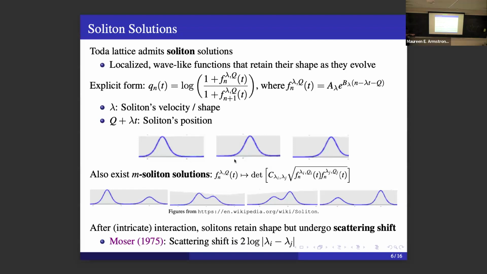And that shift is the scattering shift. The shift happens to be given by 2 log of (lambda_i - lambda_1 - lambda_2). So basically the claim is that whenever one soliton passes through another one, its linear evolution gets shifted a little bit by this quantity.